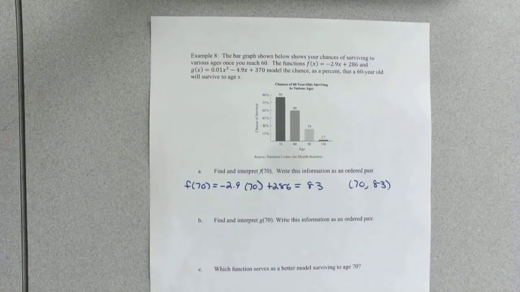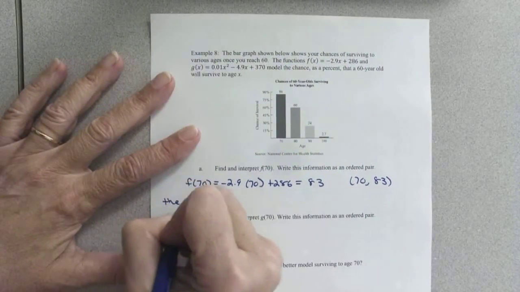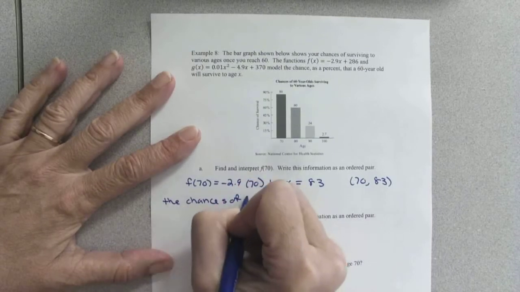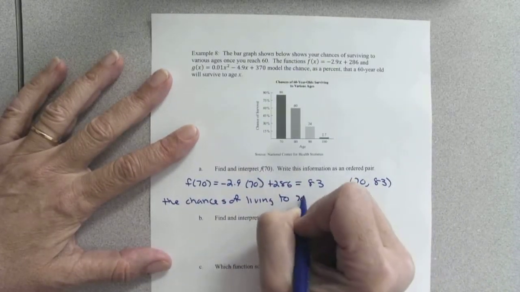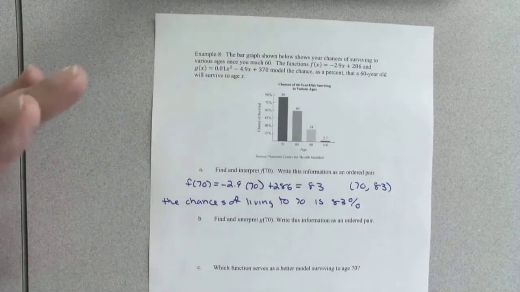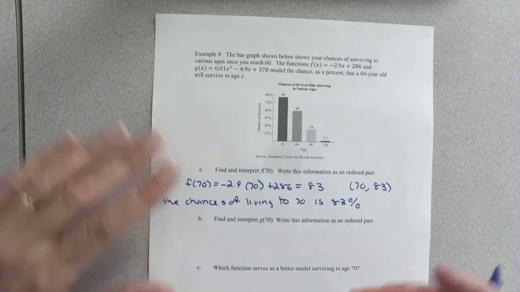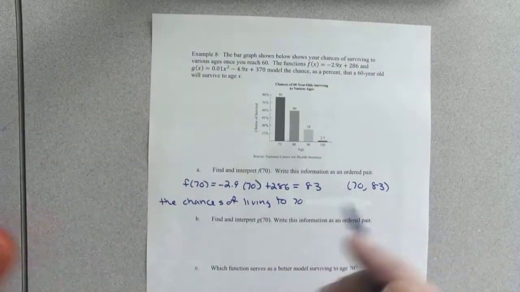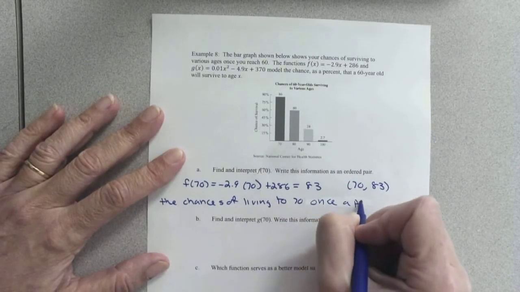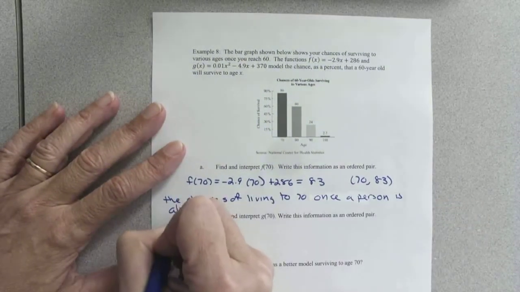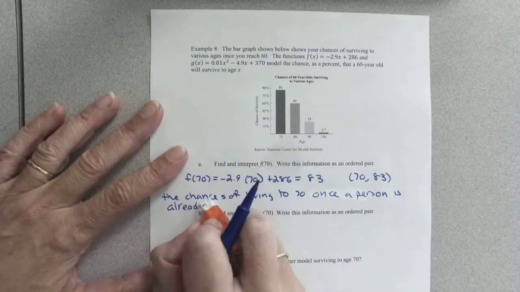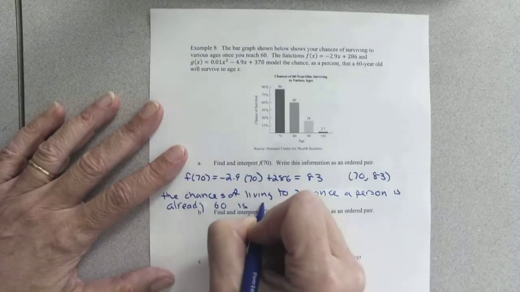And so the interpretation is the chances of living to 70 is 83%, given that you're already 60. This isn't your chances of living to 70 measured from birth. But once you hit 60, your chances of living to 70 is 83%. And I should probably word that better. The chances of living to 70 once a person is already 60 is 83%.